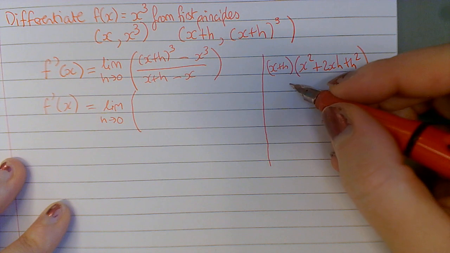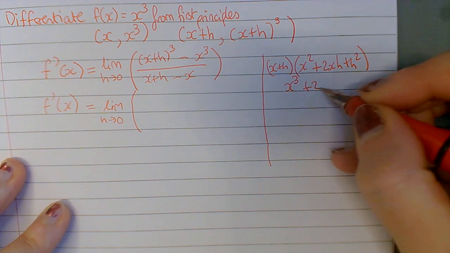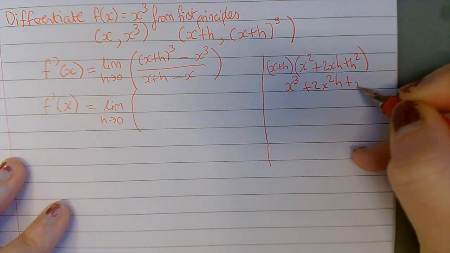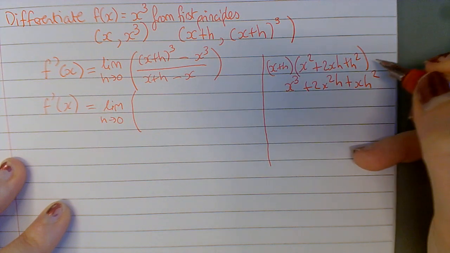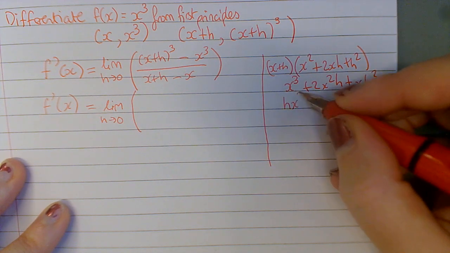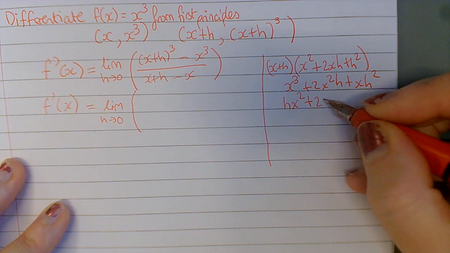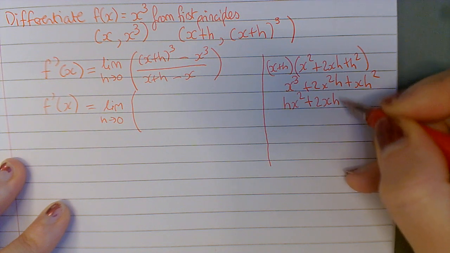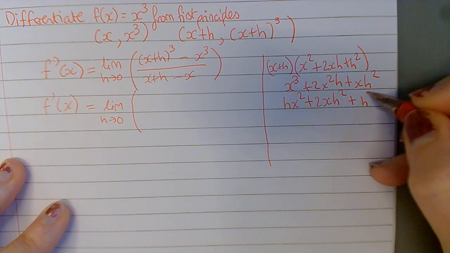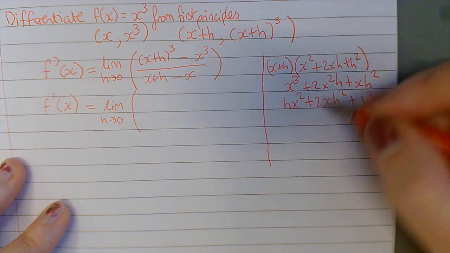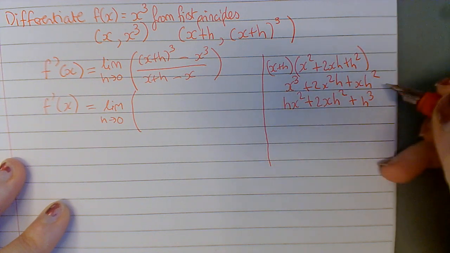Times that through by x, I will get x cubed plus 2x squared h plus xh squared. Times that through by h, I will get hx squared plus 2xh squared plus h cubed. Just checking I've h'd that, I've h'd that, I've h'd that.